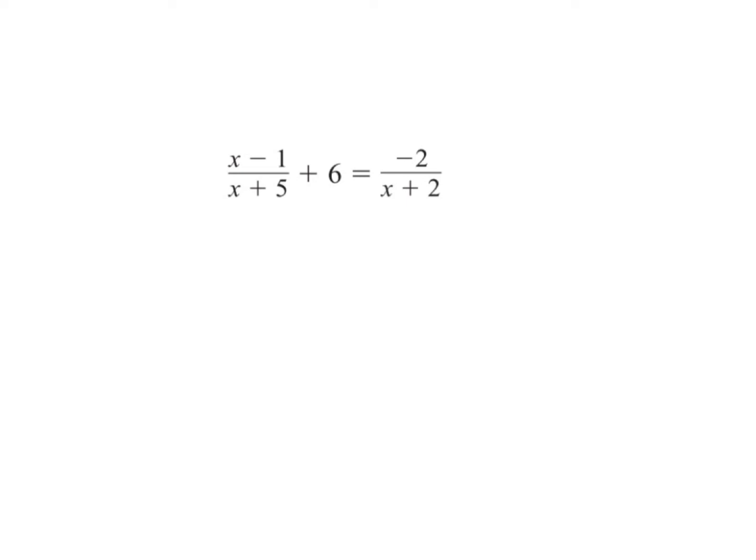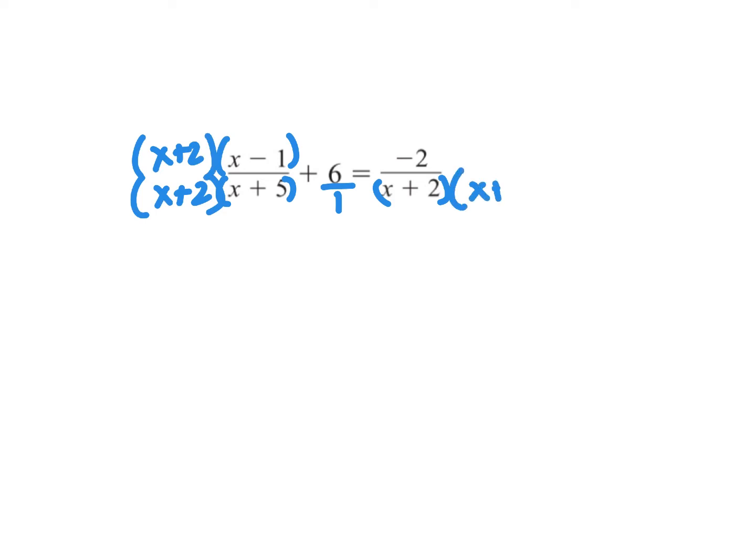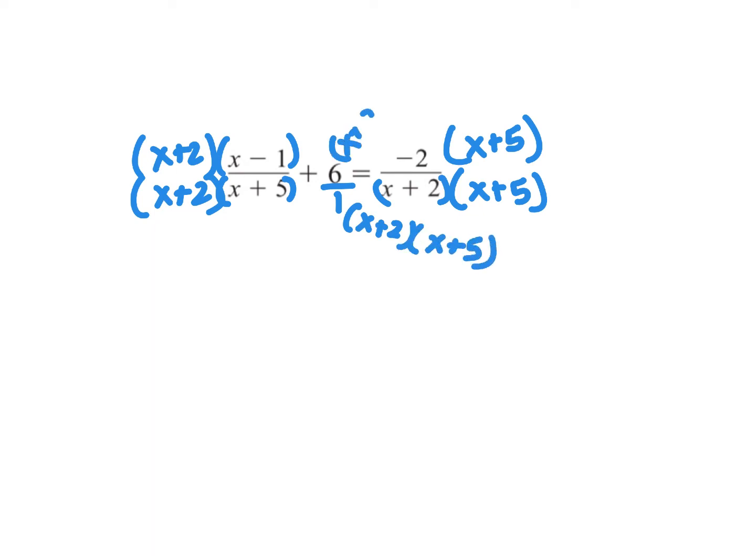Okay, let's try another one. This one has 3 parts, and the first denominator is x plus 5, this denominator is x plus 2, and this denominator is a 1, and we need to get all 3 of them to match. So this needs the x plus 2 on the top and the bottom. This needs the x plus 5 on the top and the bottom. And the 6 actually needs both parts. I really don't have any room to write it, but it would have to have both parts on both the top and the bottom.